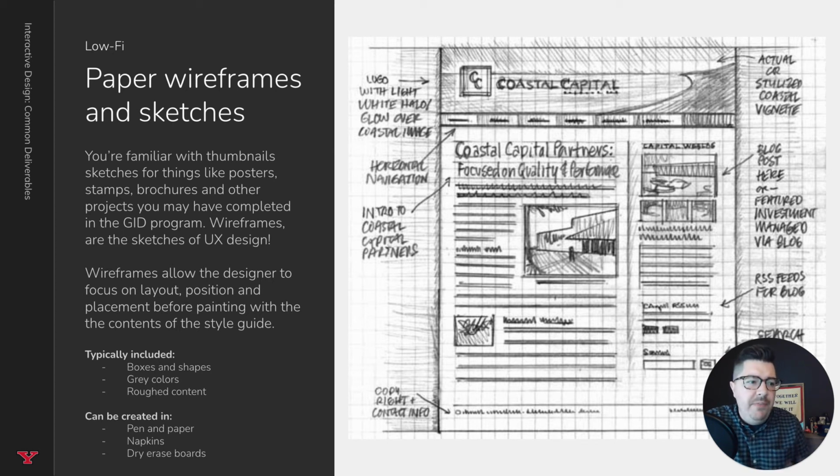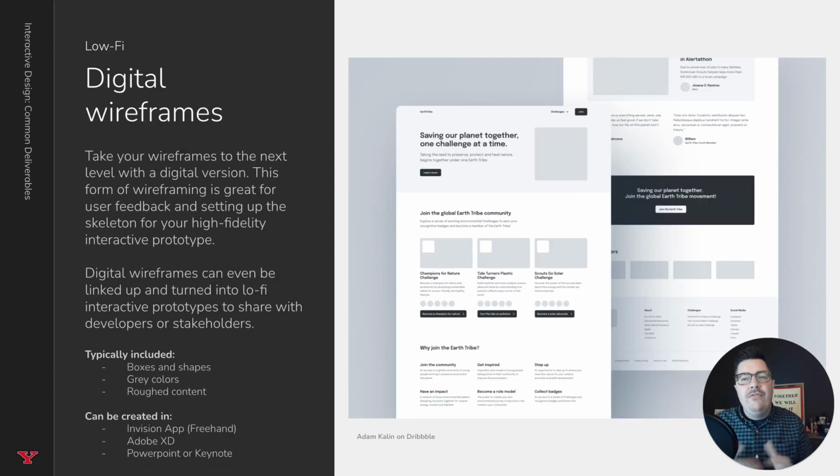These are created with pen and paper, with napkins. I've definitely drawn out some quick prototypes and ideas on napkins. Typically, the best companies and products start on a napkin, or dry erase boards is another great tool. Another version of this in lo-fi wireframes is digital wireframes.